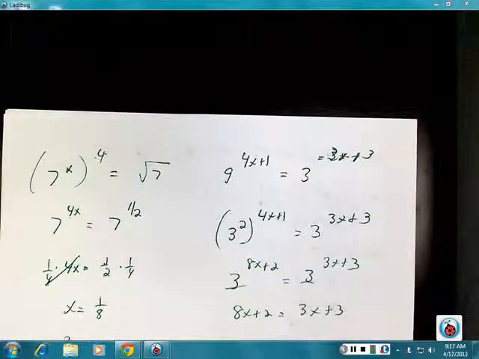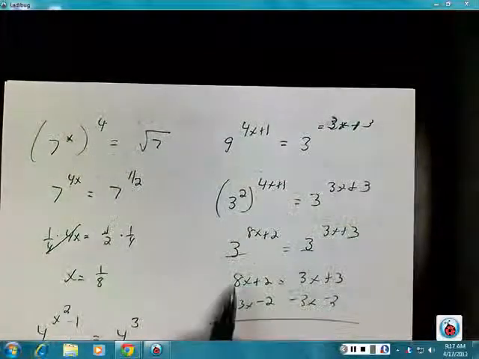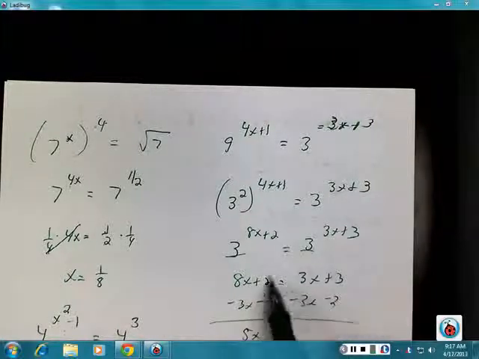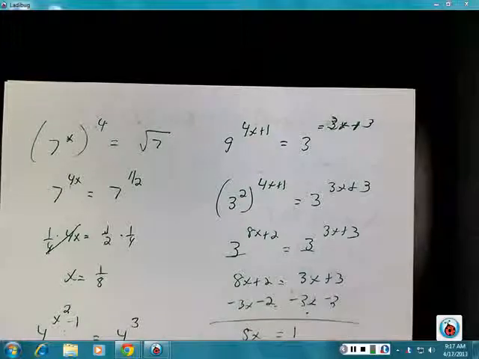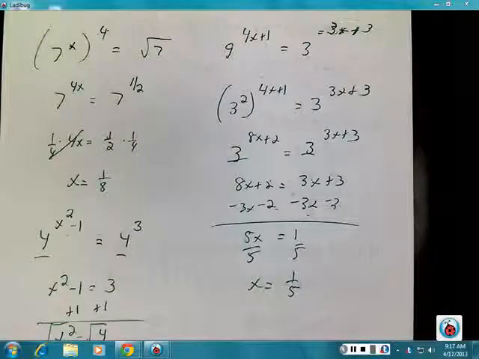And what comes out of there? Well, I'm going to minus 3x. I'm going to minus 2. 8x minus 3x is 5x. 2's are gone, 3x's are gone, 3 minus 2 is 1. Divide by 5. Find out that x is equal to 1/5. So my answer is 1/5 with that one.